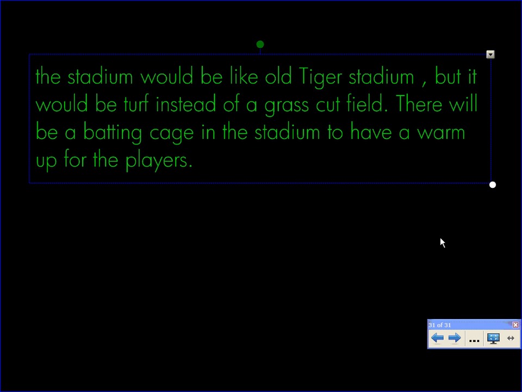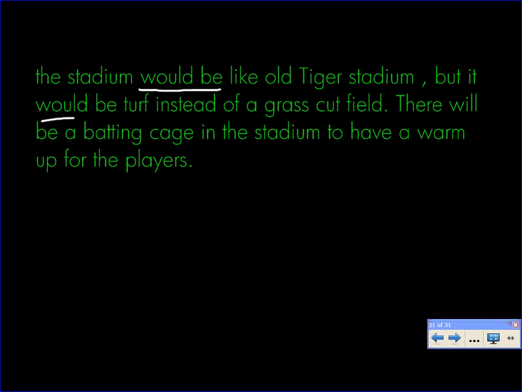Very good, Max. So we have stadium would be, and then will be. It's a subtle verb tense shift. They're both future tense. However, they're slightly different future tenses. And you can see that you're shifting, and I don't see a real reason why.